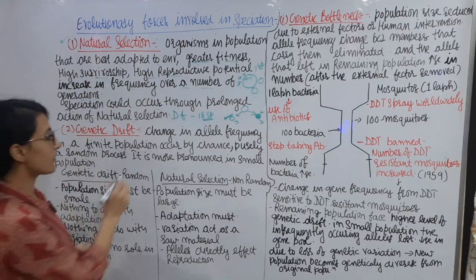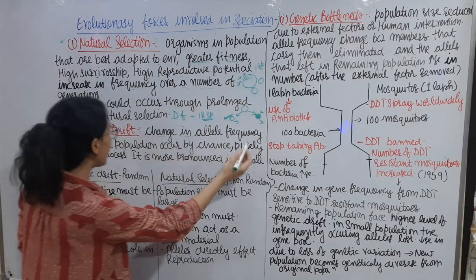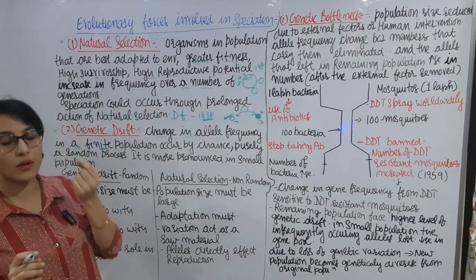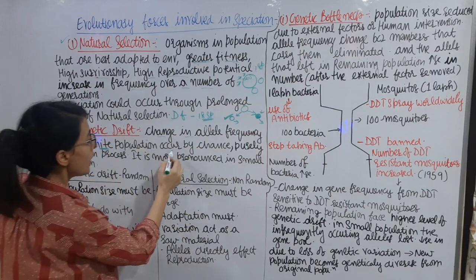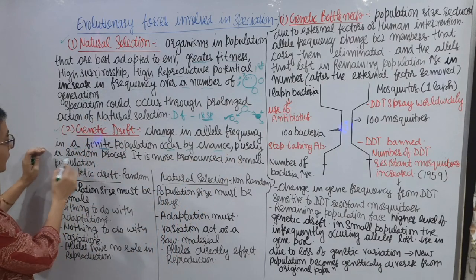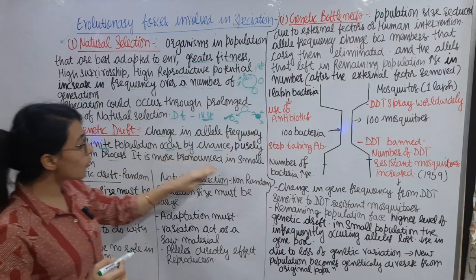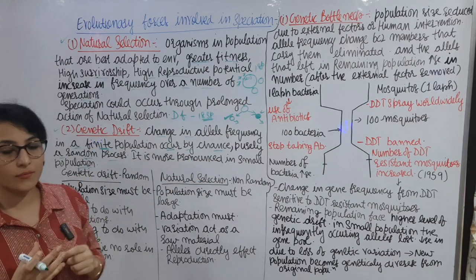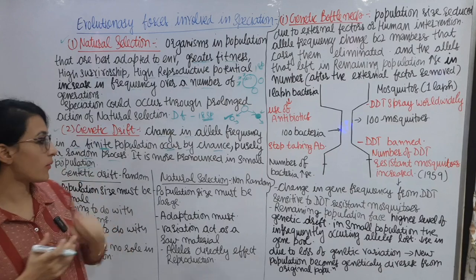Now, what is genetic drift? It is a change in allele frequency in a finite population. Finite means a countable, small population, and the change occurs by chance. Genetic drift is a random process. It is more pronounced in small populations, meaning genetic drift is more visible in a small population.